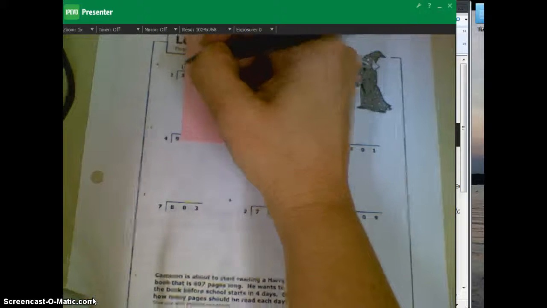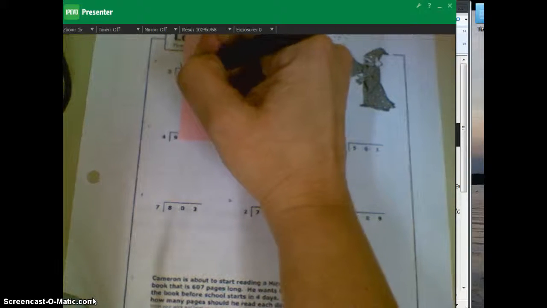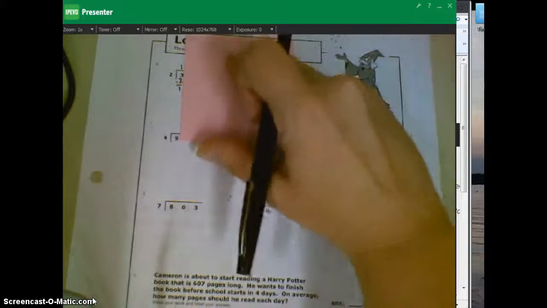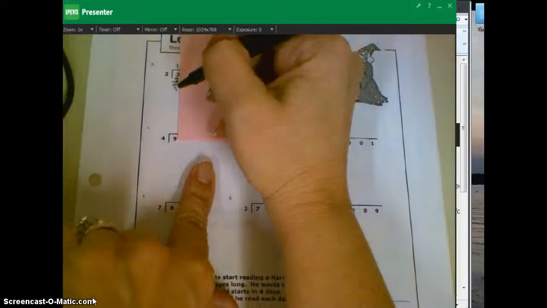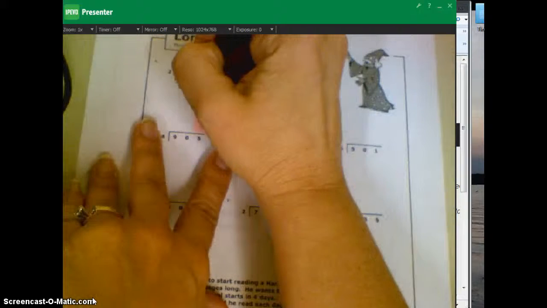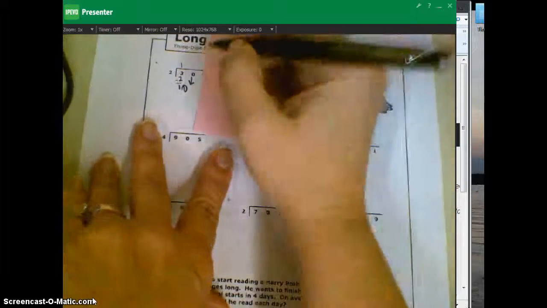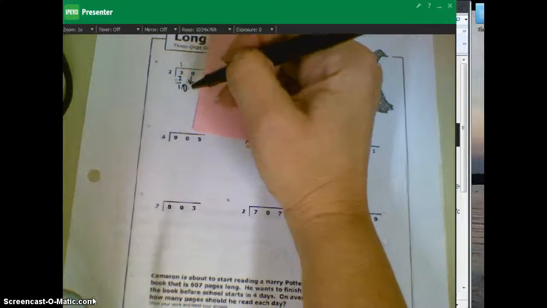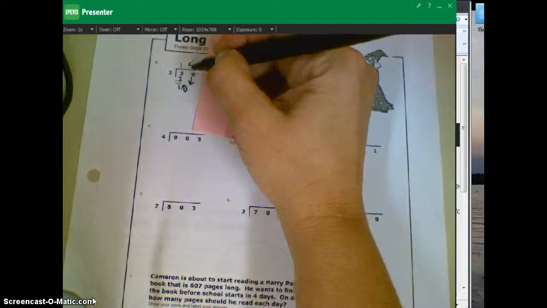And 3 divided by 2, the highest we can go is 1 with that one. Subtract and you get 1 for a remainder. Ask yourself, is 1 smaller than your divisor? It is, so we can bring down our next digit. Bring down the 0. And now we've got 10. 2 can go into 10 5 times.